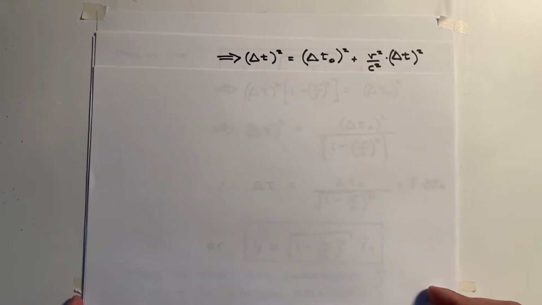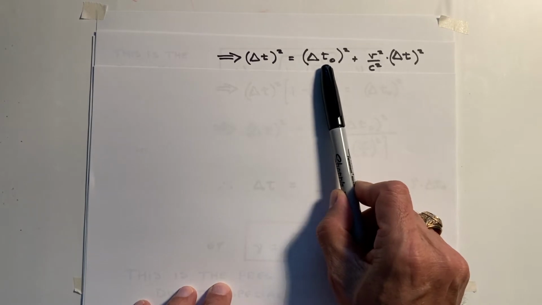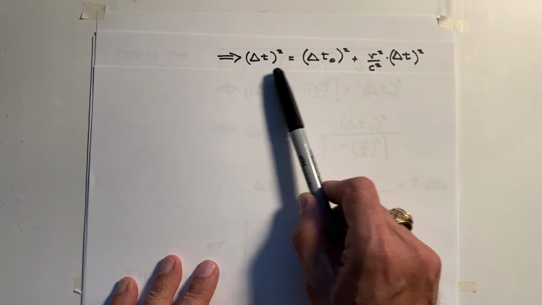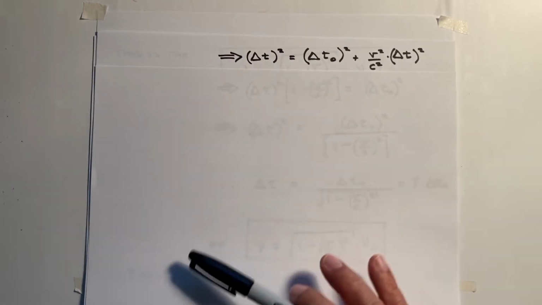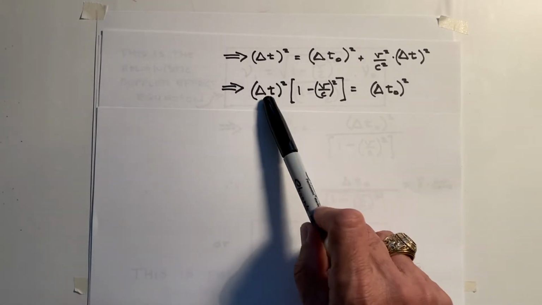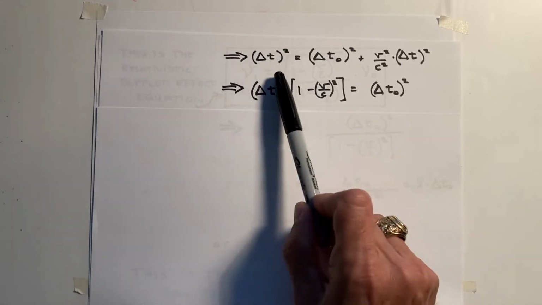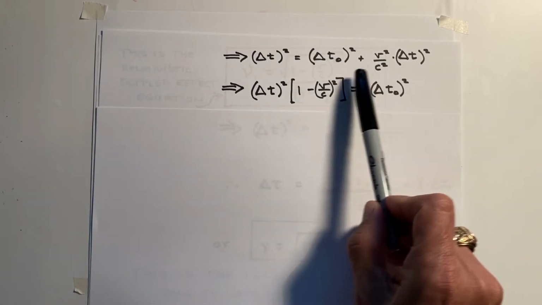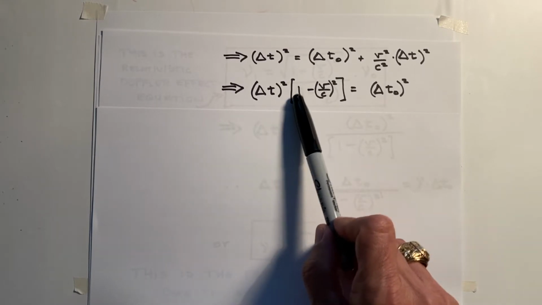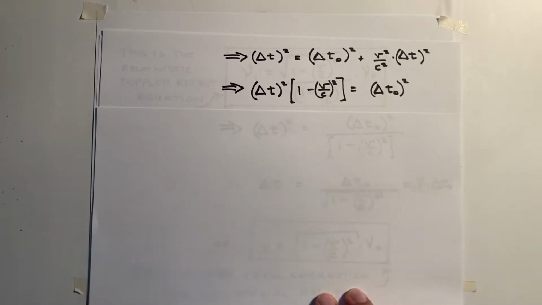Here we see the previous equation cleaned up a little bit, where we use delta t0, and that simplifies to putting all the delta t's on the left-hand side and all the delta t zeros on this side. So the v squared over c squared term comes over to the left-hand side of the equation. That becomes 1 minus v over c, quantity squared, times delta t squared.